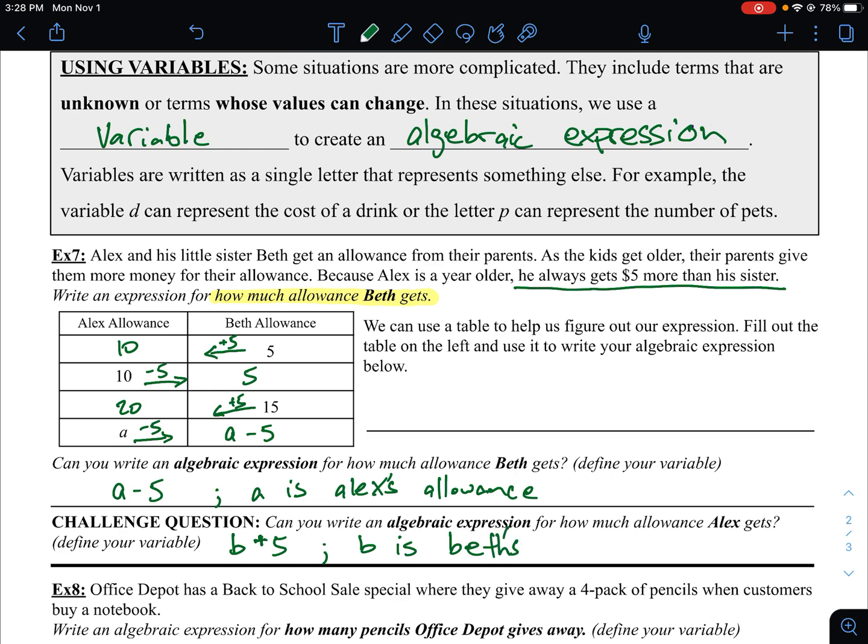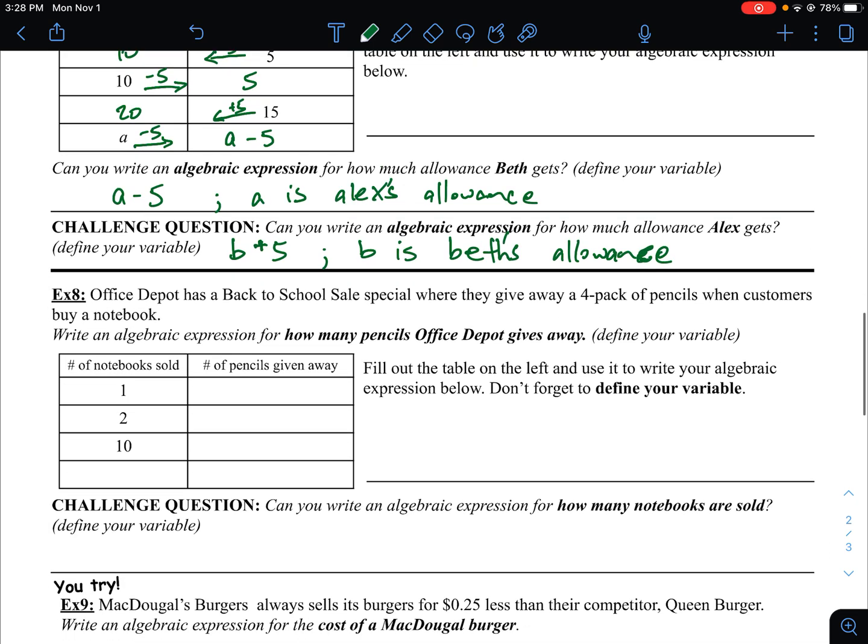Shouldn't actually be capitalizing their names, but oh well. So that's a little challenge. Oops, that's a C, not an E. There you go. Beth's allowance.